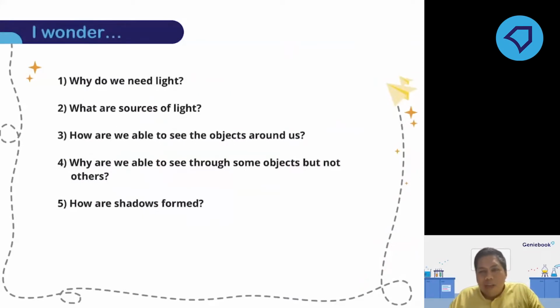So when we are going through this topic, ask yourself these questions. Why do we need light? What are the sources of light? You must be curious to ask why. How are we able to see the objects around us? Why are we able to see through some objects but not others? This is what we'll be covering today. And lastly, how are shadows formed, which will be covered tomorrow. Yes, that was the mind map from the previous slide. So ask yourself these questions when we are going through this topic.